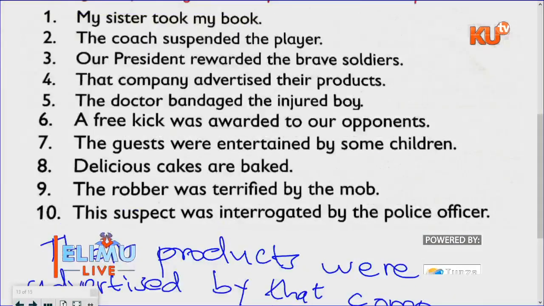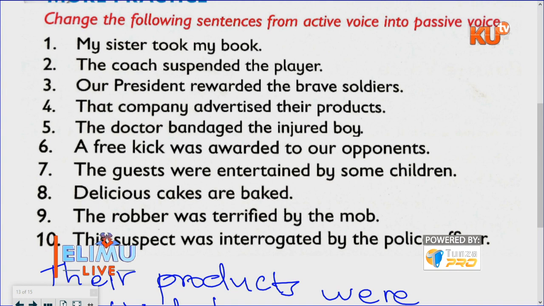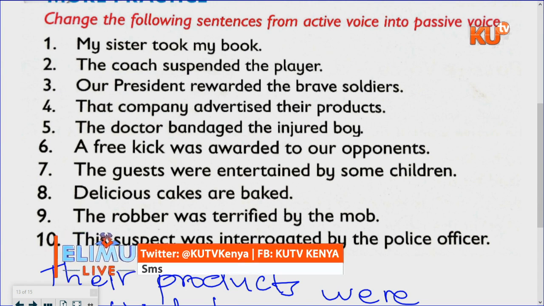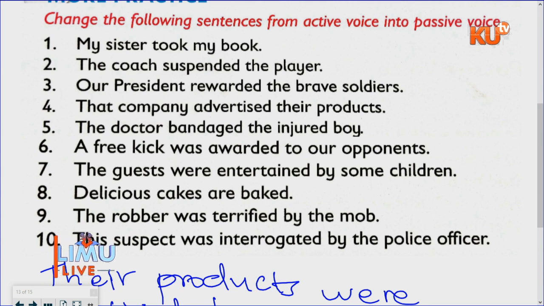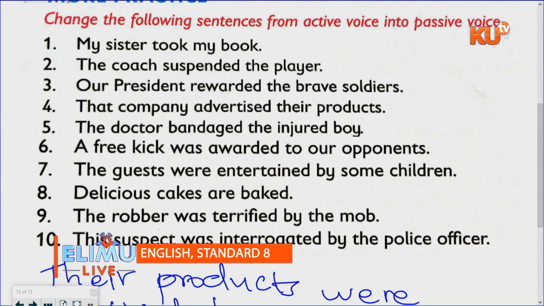So moving on to our next quick practice question. The doctor bandaged the injured boy. A funny answer there could be, the injured boy bandaged the doctor. The injured boy bandaged the doctor, and it's grammatically correct, but it is not reasonable, it is not factual. So it could be one of the choices that an examiner could give you, and when you read it, you find that it is grammatically correct, then you hurriedly choose it, but you are missing the correct answer by doing so.